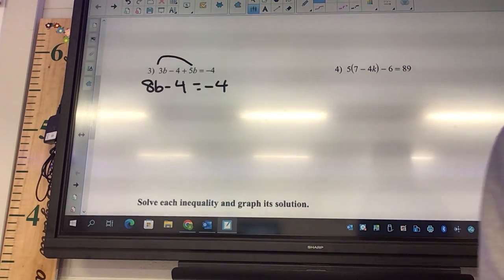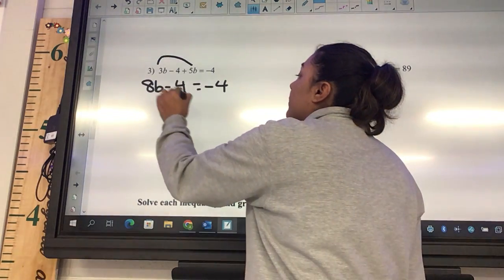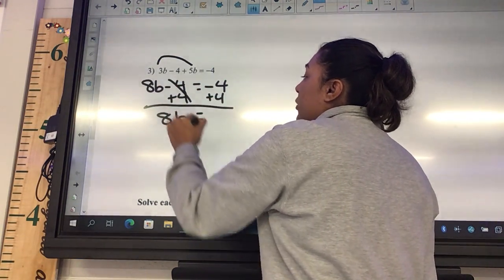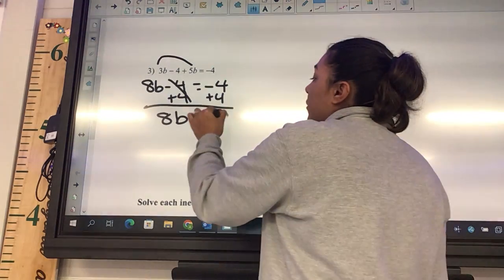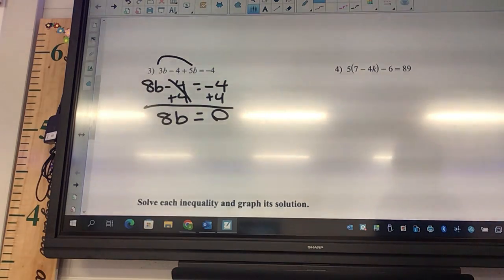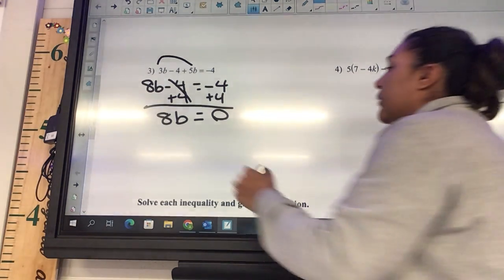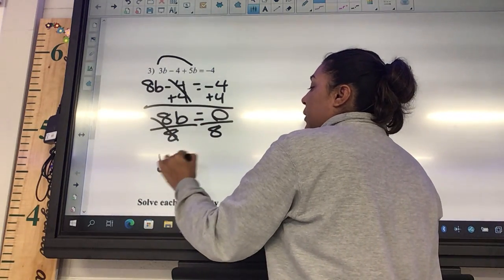Okay, and then what do we need to do? Add 4. Okay, so I got 8b equals, what is negative 4 plus 4? 0. And then what? Divide by 8. Okay, so we get b equals 0.